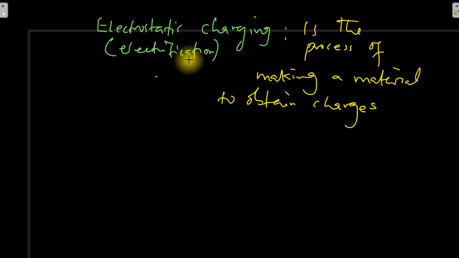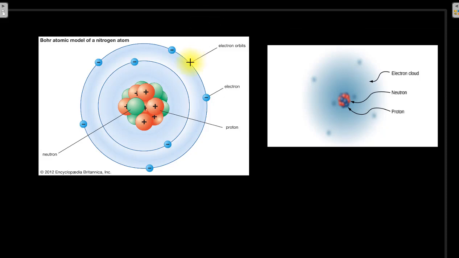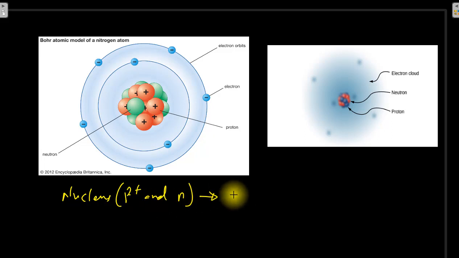object. Now, it is important to understand where charges originate from before we proceed to look at further concepts of electrostatic charging and the methods of doing so. In our previous videos, we have looked at the modern picture of an atom. This is how it looks like. You have a nucleus, and inside the nucleus there are protons and neutrons. Neutrons have no charge, protons have a positive charge, so the net charge of the nucleus is positive.